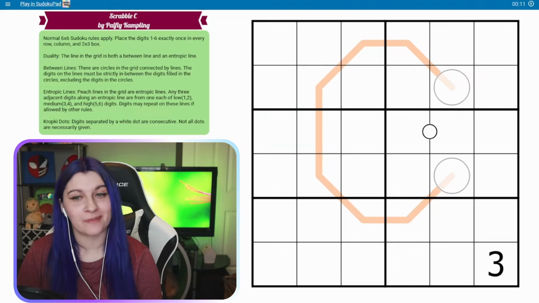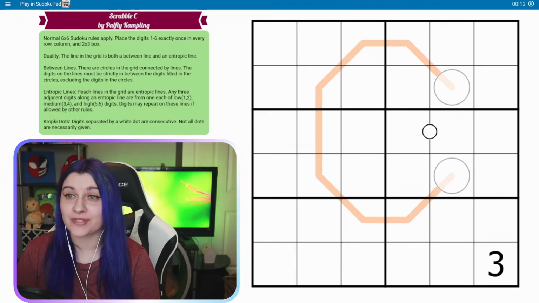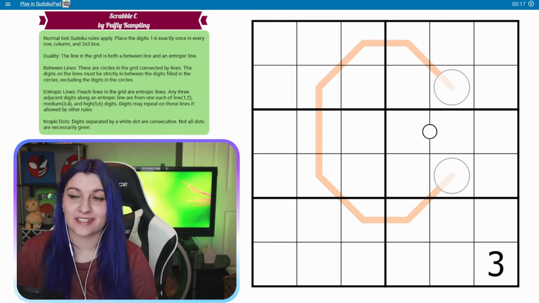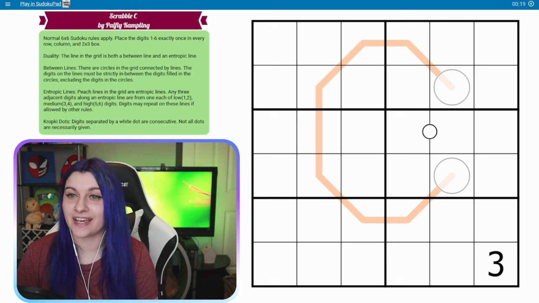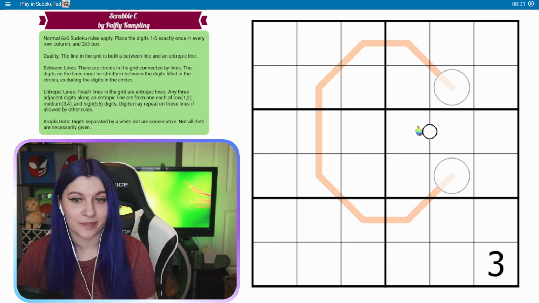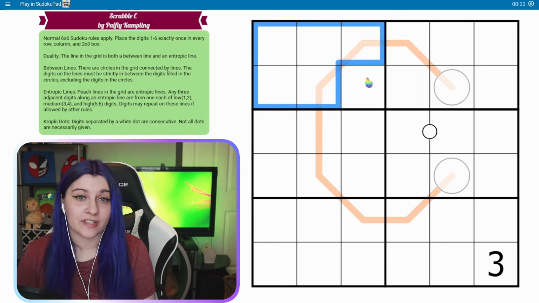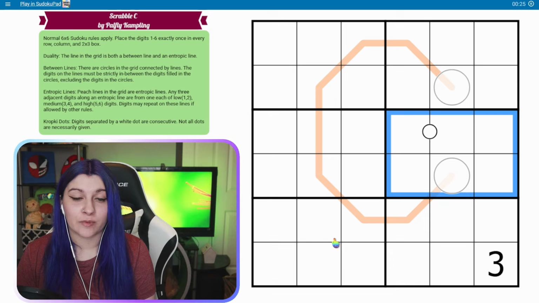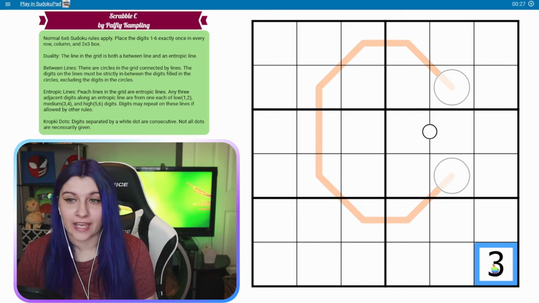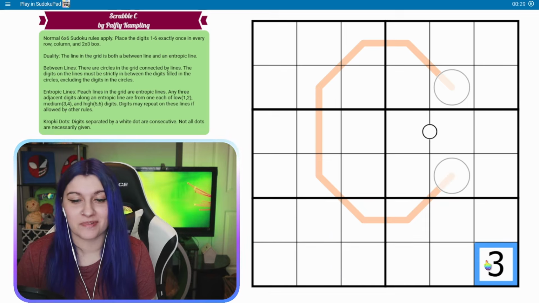We have another Scrabble tile today. This is Scrabble C by Palfly Kampling. Normal 6x6 Sudoku rules apply. Place the digits 1 through 6 exactly once in every row, column, and 2x3 box. So we're using the numbers 1 through 6, and we'll have to figure out where those go. We have a given 3 today to help us out.